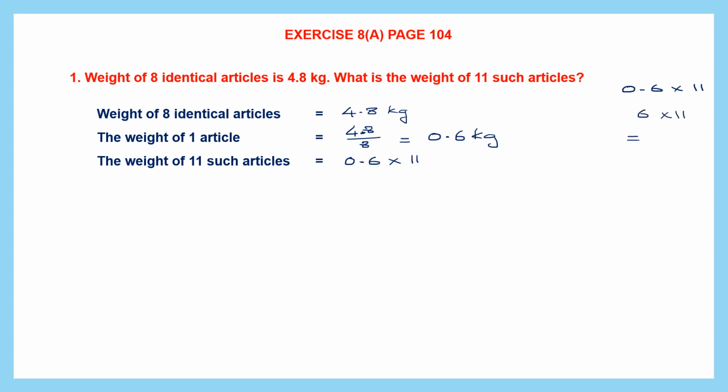6 11s are 66. Now go back to the question and see how many decimal places there are. There is 1 place after the point. So your answer also should have 1 place after the point. So that becomes 6.6. So here the answer is 6.6 kg. So we have found the weight of 11 articles, that is 6.6 kg. So this, what we did now, is the statement method. Now let me show you the same thing in the arrow method.